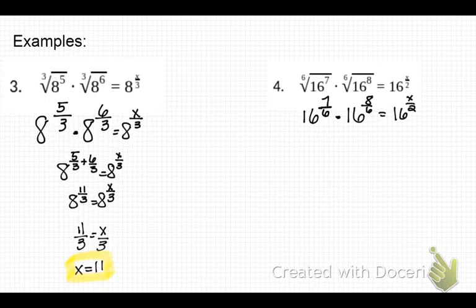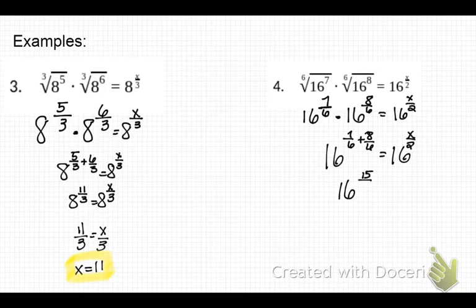Now, can I simplify 8 over 6? Yes. Do I want to? No. Why not? Correct. Good. They won't have the same denominator, and I know I need to add them. So I have 16 to the 7/6 plus 8/6 equals 16 to the x over 2. Now, what is 7 plus 8? Good. I have 15 over 6 equals 16 to the x over 2. So 15 divided by 6 equals x over 2.